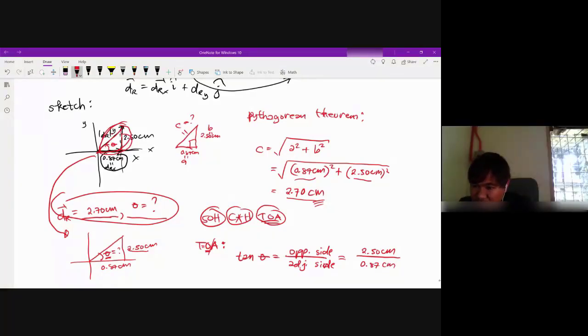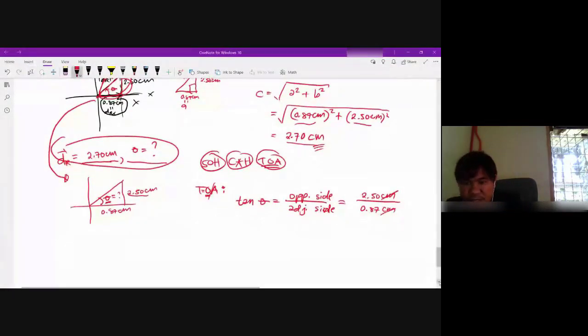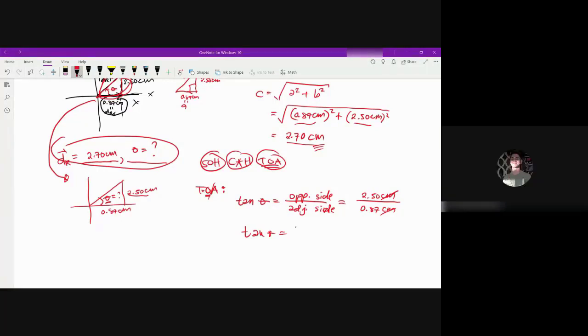So look at this. Ang unit niya dire kay parehas. So I can cancel that out. Okay? So now, ang theta na ako therefore, so I have tangent theta, ako lang i-rewrite. So you have 2.50 divided by 0.87. Pila na siya class? 2.87, sir. 2.87.